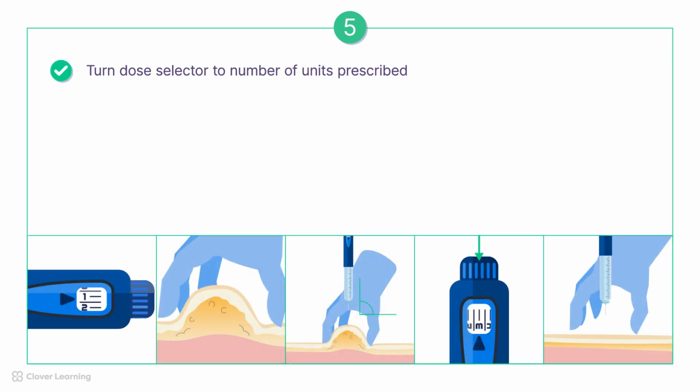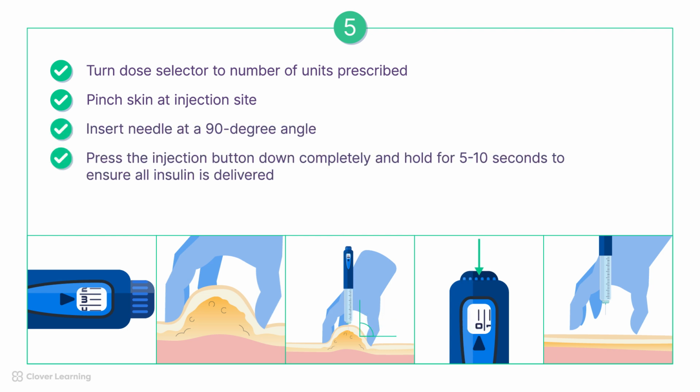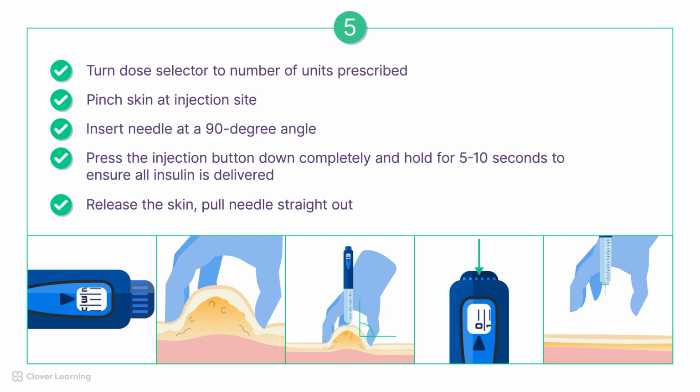Turn the dose selector to the number of units prescribed. Pinch the skin at the injection site. Insert the needle at a 90-degree angle. Press the injection button down completely and hold for 5 to 10 seconds to ensure all insulin is delivered. Release the skin. Pull the needle straight out. Do not rub the injection site.